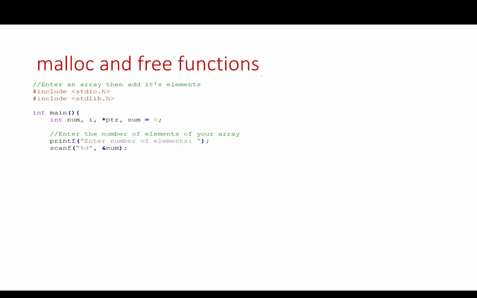Starting with the main function, and then int num, int asterisk pointer, and then sum equals to 0. Okay? We just want to have array elements and add all of them. That's it. Okay? But we will use dynamic memory allocation. So after that, asking the user to enter the number of elements.